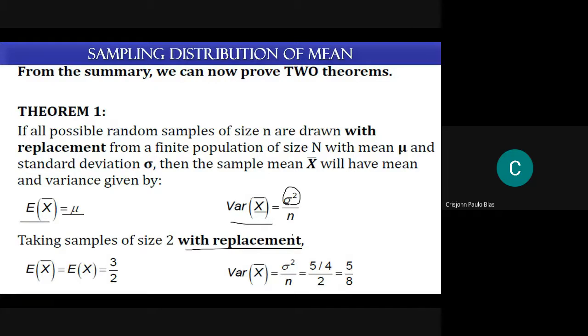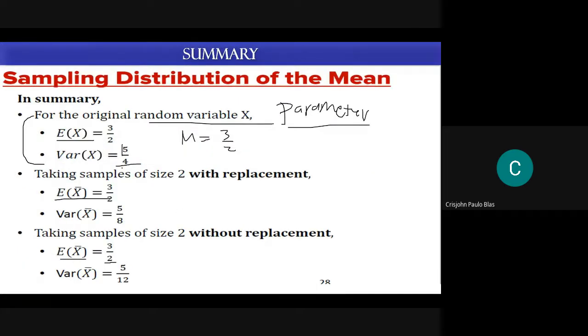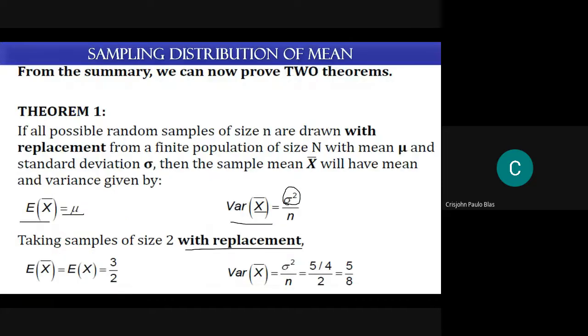So meaning to say, what is our variance based on our table? Our variance is 5 over 4 as we computed earlier, di ba? That is the value of variance. So all we need to do is to get the variance over the sample size n. Note that it is small letter n, not capital letter N. Kapag capital letter N yan, dapat 4 yan. Kasi ang ating population size is 4. So 5 over 4 over 2, we have 5 over 8 for the variance of with replacement.